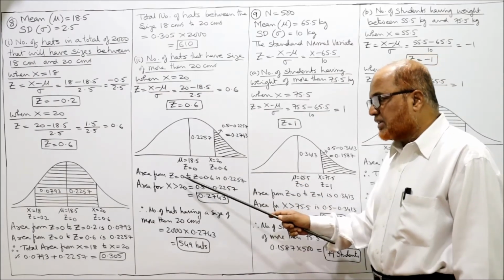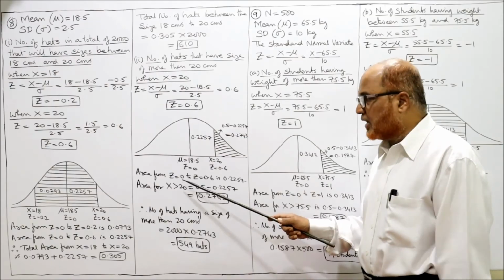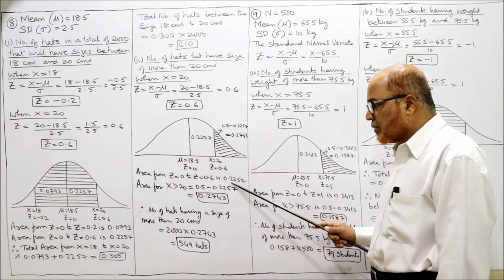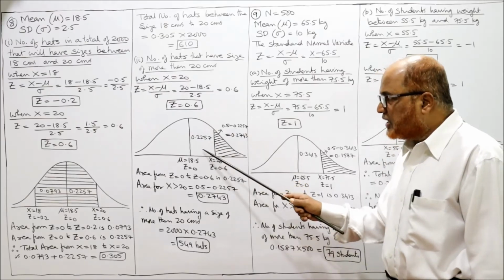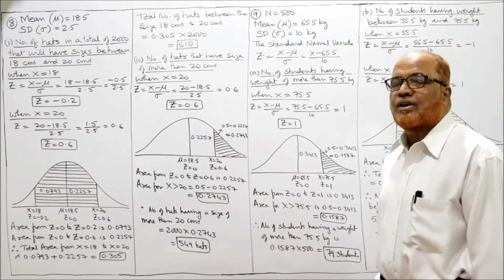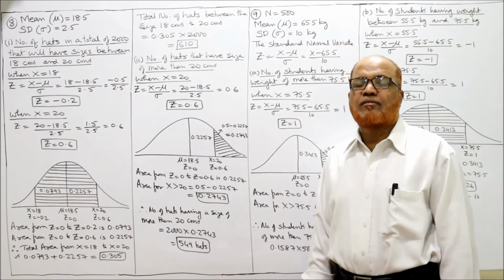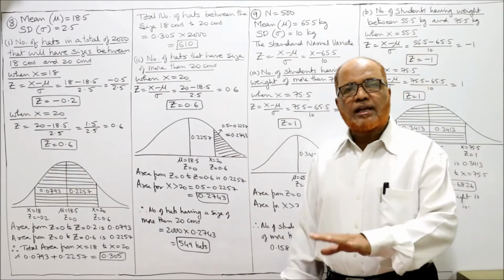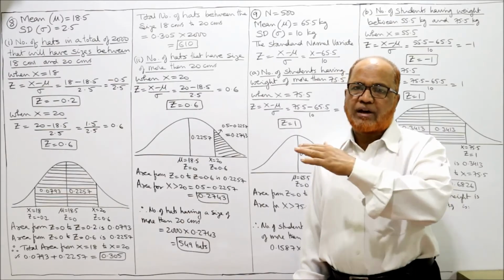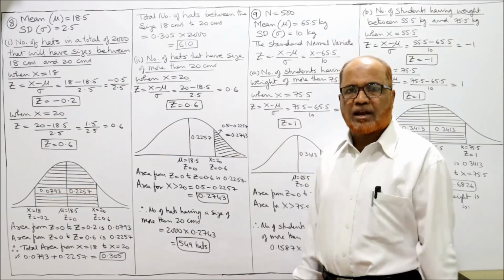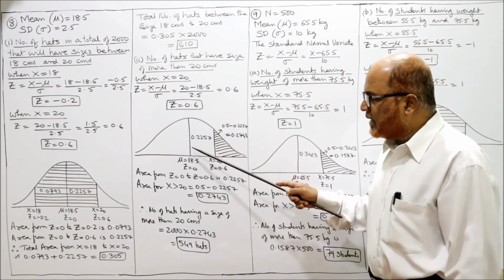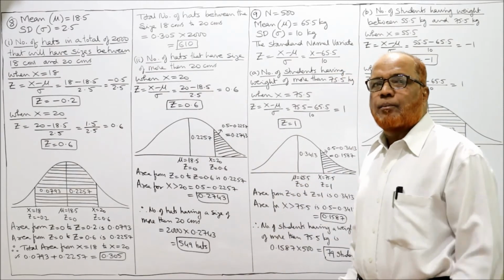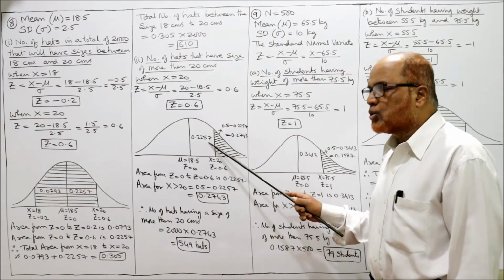In the problem, the value of the area for z is equal to 0 to z is equal to 0.6 is given. It is given in the problem, 0.2257. So this unshaded area is 0.2257, but we don't require the unshaded area. We want this shaded area. We know the total area under the normal curve is 1, 0.5 area left hand side, 0.5 area right hand side. So from the middle perpendicular to the complete right hand side, the complete area is 0.5. Of this 0.5, the unshaded area is 0.2257.